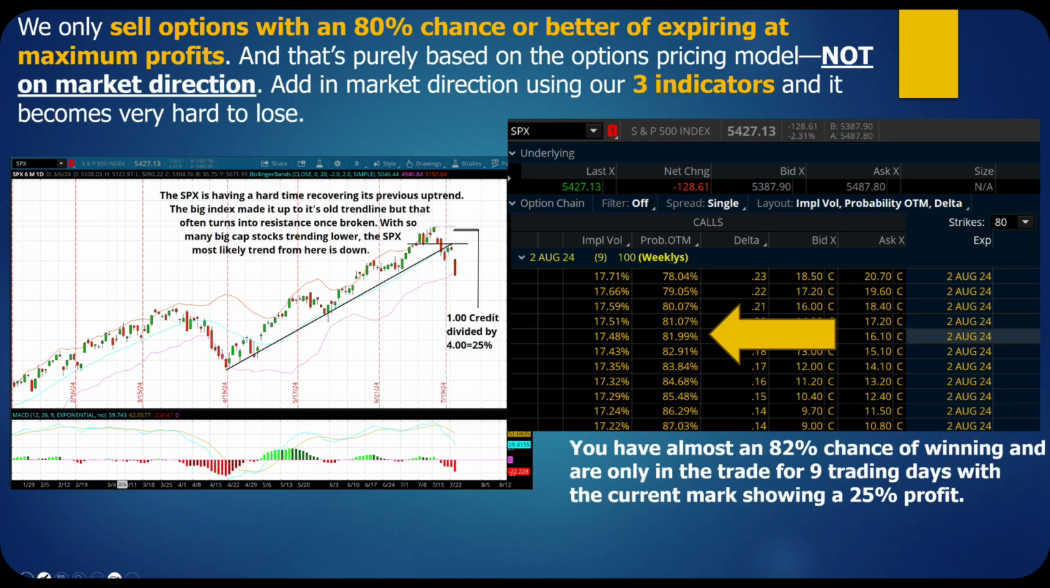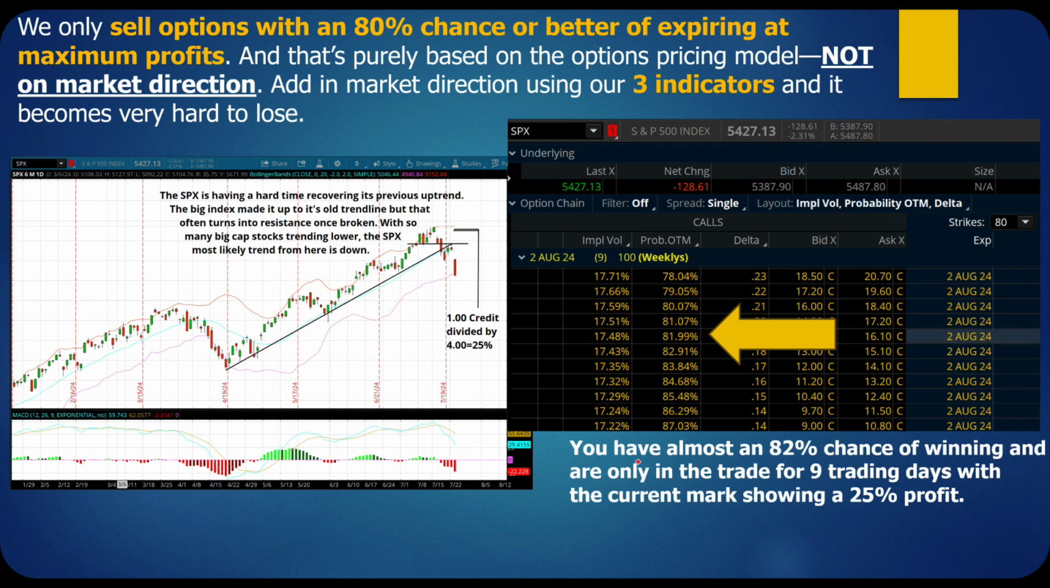So how do we know we have this super high probability of winning? We only sell options with an 80% chance or better of expiring at maximum profits. So, I mean, that's getting that probability really on your side. And that's purely based on the options pricing model, not, and this is important, not on market direction. Add in market direction using our 3 indicators and it becomes very hard to lose.